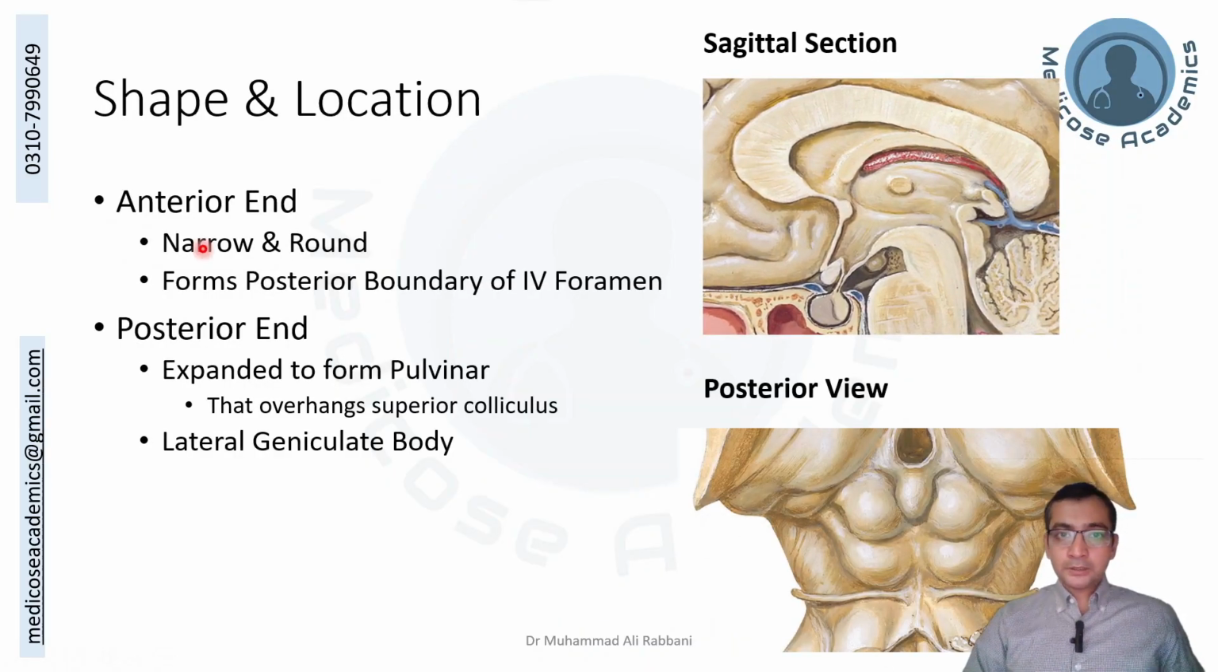Diencephalon. The anterior end is narrow and it forms the posterior boundary of the interventricular foramen. The posterior end is expanded and you can see it right here. It is the expanded portion called the pulvinar, and it is overhanging the colliculi, the lateral and medial geniculate bodies.